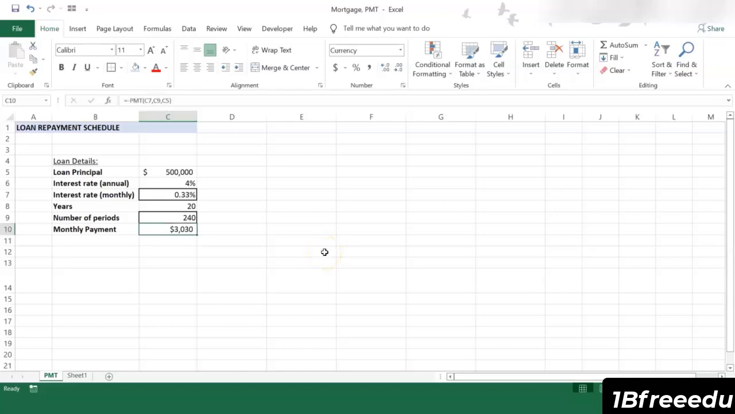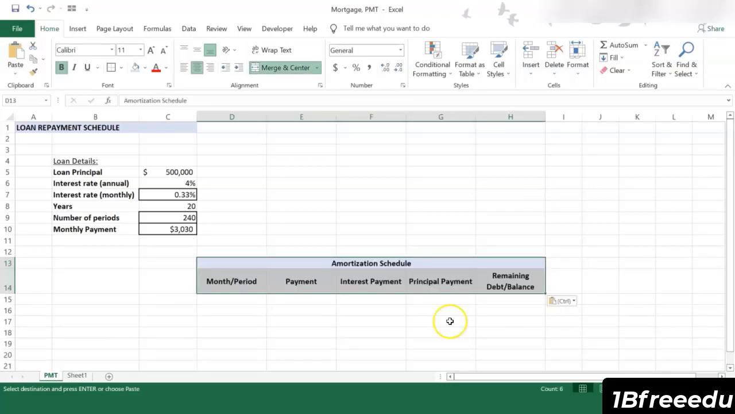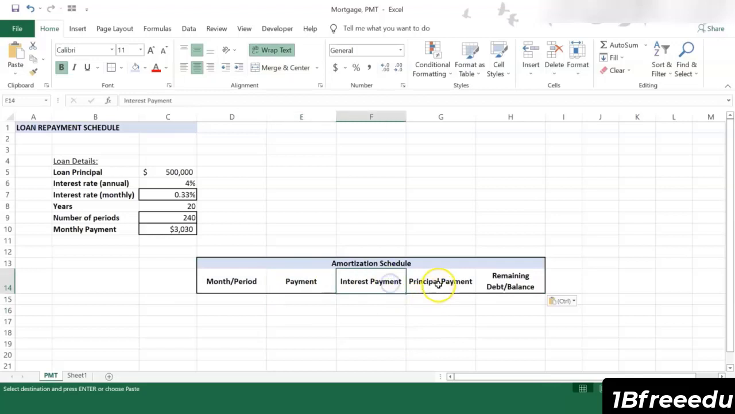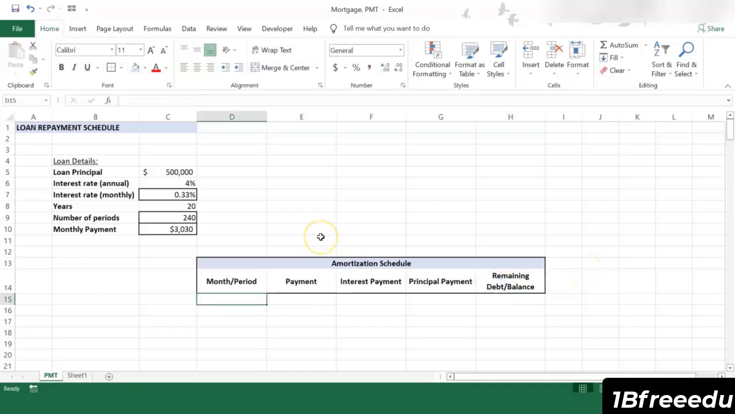But let's break this down and see what portion of each of our monthly payments is the interest and what's the principal payment. And for this, we're going to need our amortization schedule. Our table will have 5 columns, one for month or period number. Then we would have the payment, the interest payment, the principal payment, and the remaining debt or balance. For the period, we need 240 rows because we have 240 months in our 20 years.